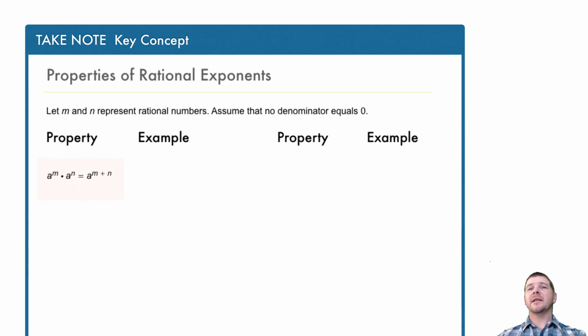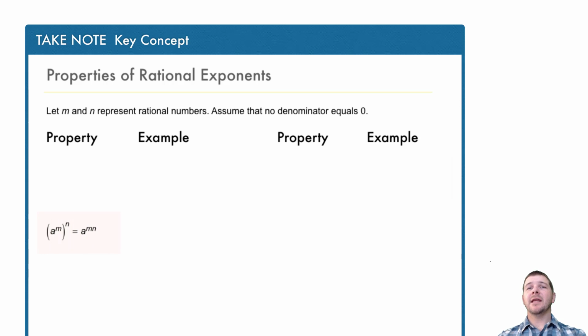Starting with a to the m power times a to the nth power equals a to the m plus n power. For example, 8 to the 1/3 power times 8 to the 2/3 power equals 8 to the 1/3 plus 2/3 power, and that's 8 to the first power, or simply 8.